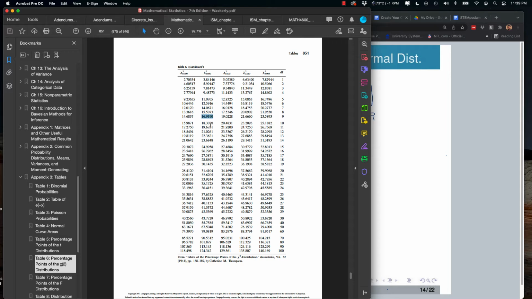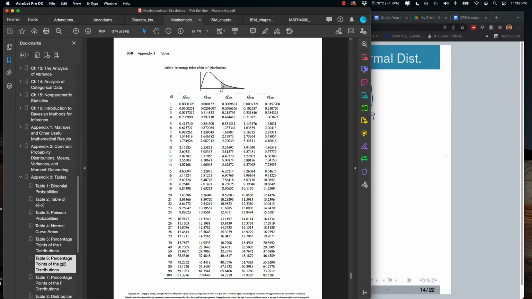16.919. So that's what R should give us as well. To find that lower bound though, we have to look at this and not do 0.05. But if the area alpha is the area to the right, then we have to look at the 0.95, which is on the previous page. So 9 degrees and 0.995 should be 3.32511 roughly. Okay. So we could probably round those to about 3 decimal places and be comfortable with that.